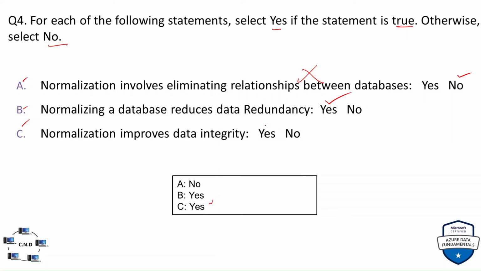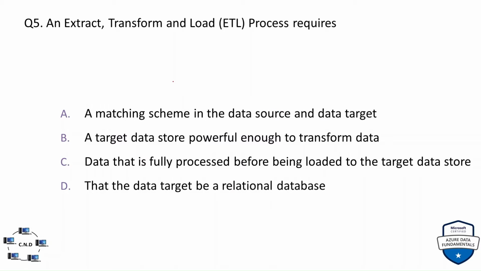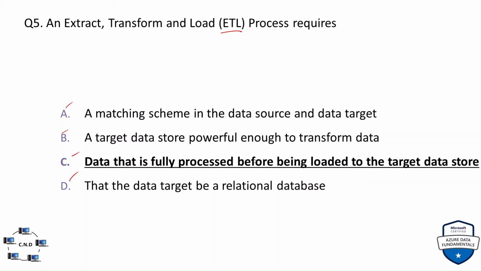Normalization improves data integrity. Question number five is that an extract, transform, and load, that is ETL process requires. The options are A. Matching schema in the data source and data target, B. A target data store powerful enough to transform data, C. Data that is fully processed before being loaded to the target data store, and D. That the data target be a relational database. And the correct option is C. Data that is fully processed before being loaded to the target data store.